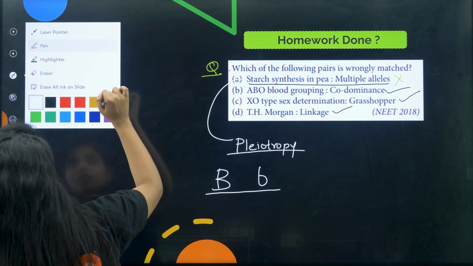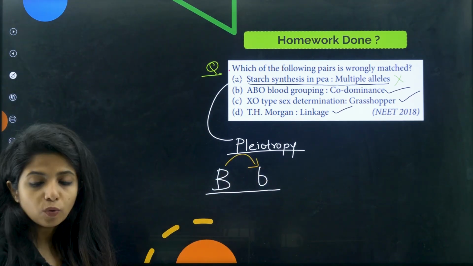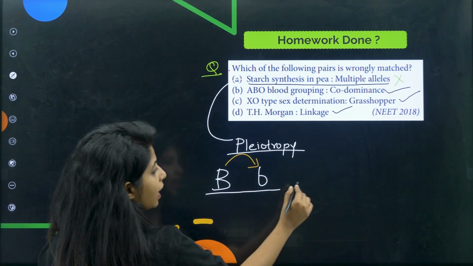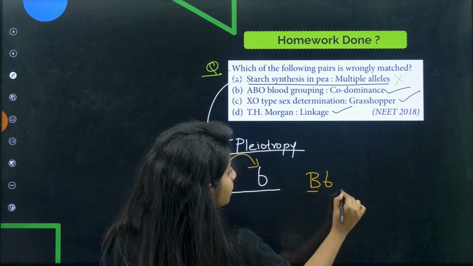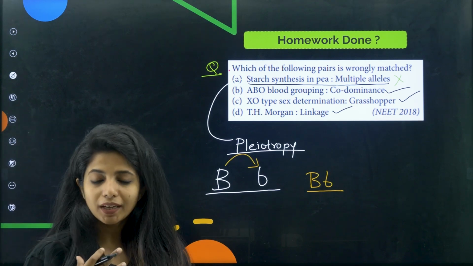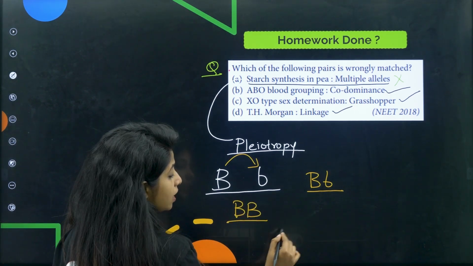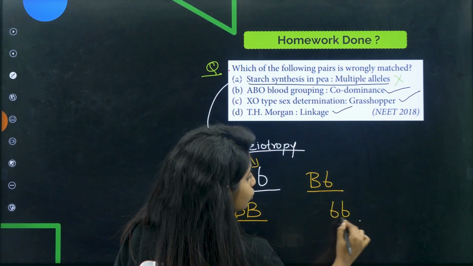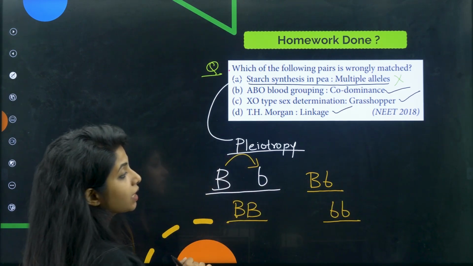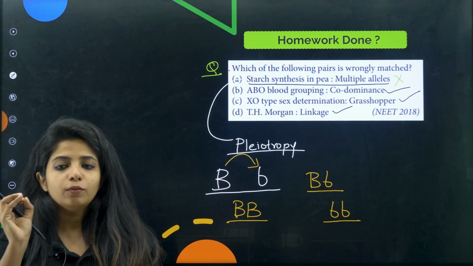And also one more thing, they show incomplete dominance. So capital B is incompletely dominant over small b, which is why the one that has capital B, small b genotype will have intermediate starch synthesis. If it is capital B, they show a high amount of starch synthesis. If it is small b, it shows a low amount of starch synthesis, and when it is capital B, small b, it shows an intermediate amount of starch synthesis.